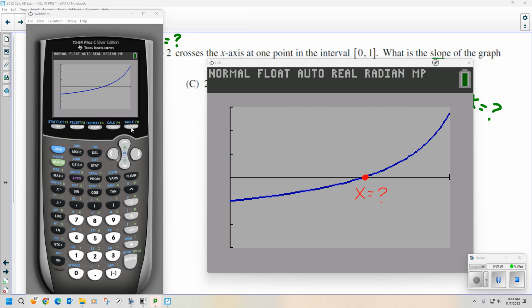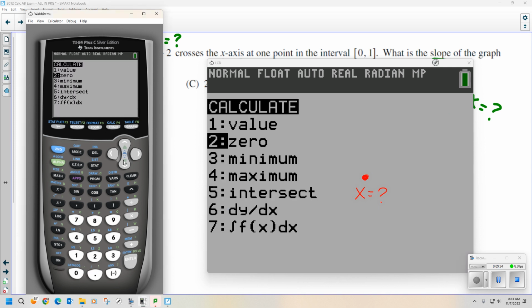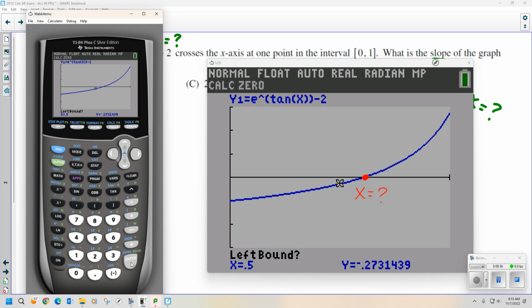All right, well, okay, there you go. We will say second trace, and I want the zero. Let's go here, do the left bound, and then we got to come up here and do the right bound, hit enter, and hit enter one more time. Okay, that's an x value of 0.6061, whatever. You can see down here, that is currently stored in my x.